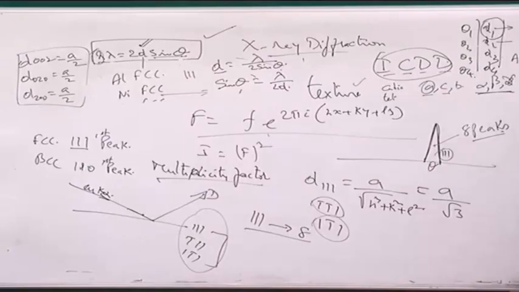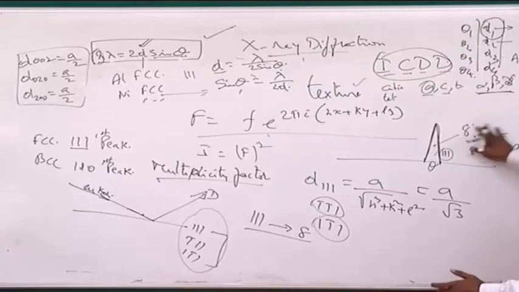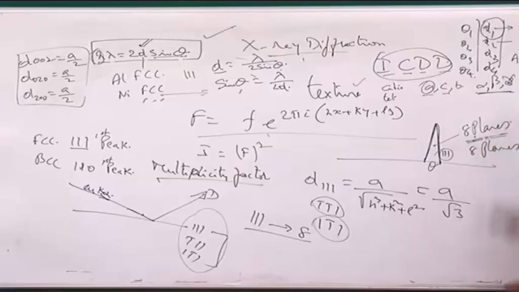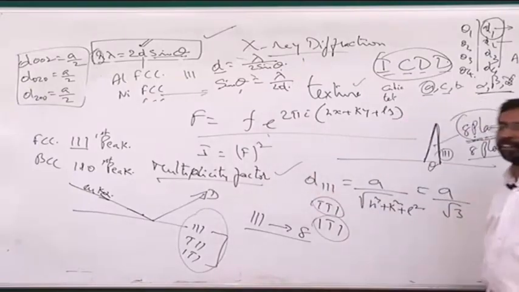It is diffraction happening from 8 different planes, not 8 peaks, 8 different planes. Sorry, I should not say peaks. Okay, 8 planes. One single peak is composed of diffraction taking place from 8 planes. So the actual peak intensity is a summation of the diffraction from 8 different planes, and this is what we call the multiplicity factor.